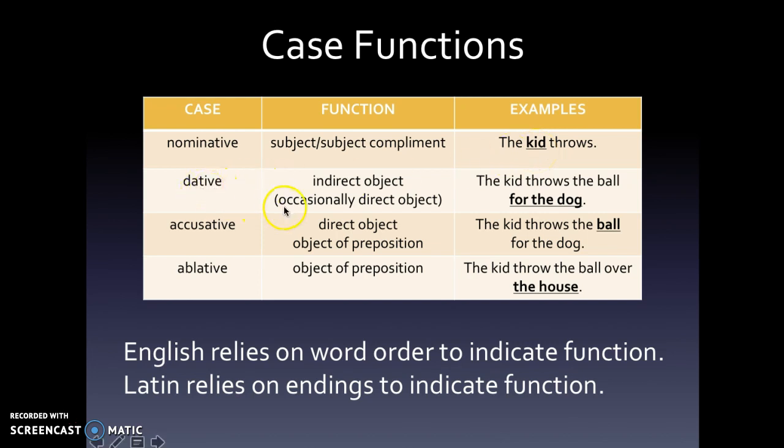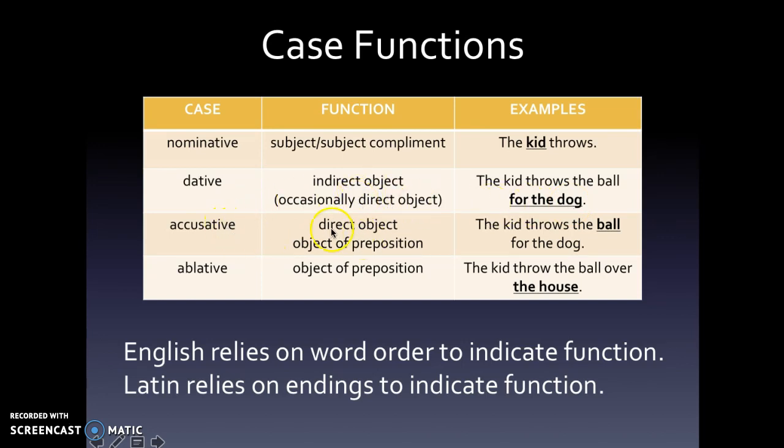The dative, the majority of the time, indicates the indirect object, meaning it is indirectly receiving the action of the verb. So the kid throws the ball for the dog, or you could say to the dog. But in Latin, dog would be in the dative. It is occasionally the direct object, which we'll talk more about later.